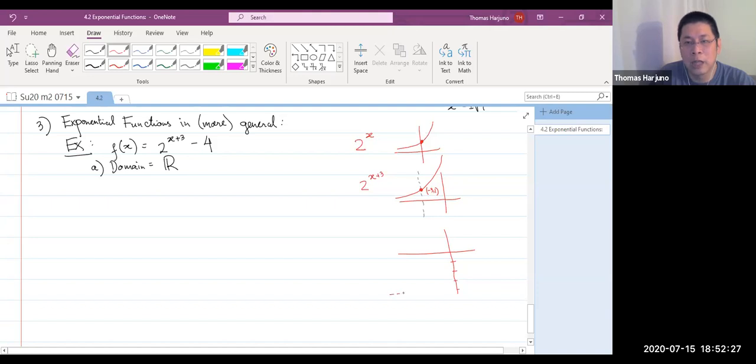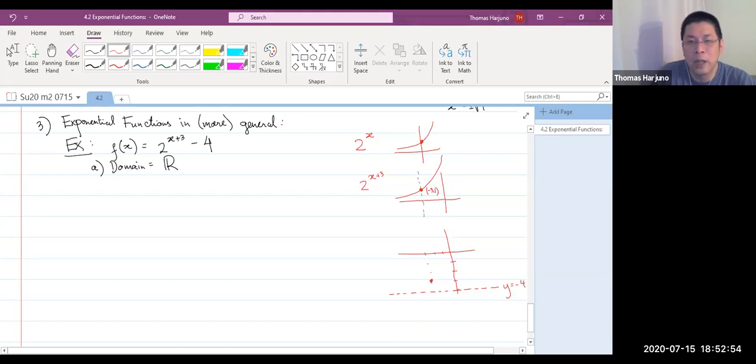The horizontal asymptote, originally at y equals 0, now becomes y equals -4. And this (-3, 1), when I move 4 units down, becomes (-3, -3). Imagine if you move the y equals 1 down 4 units, so it will be here.